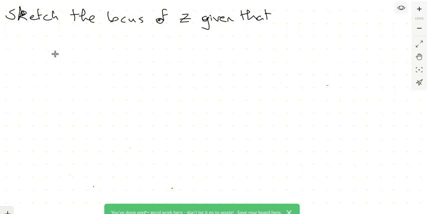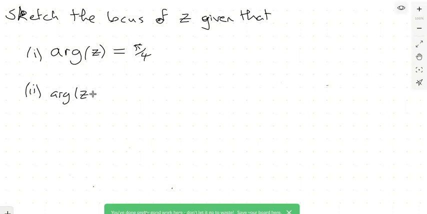Okay, let's do arg of z equals pi over 4. Let's do that one first. Then we're going to do arg of z minus i equals pi over 6. Okay, the first one. All we're saying here is our complex number must have an argument of pi over 4. Now recall, what is the argument? It is the angle from the x-axis, better draw this really, the angle from the x-axis up to the point where the complex number is.